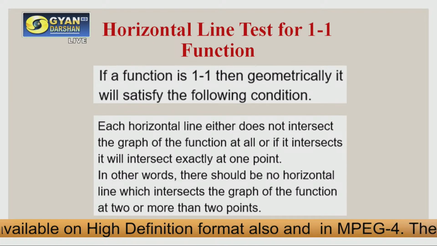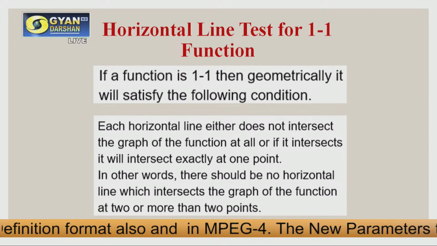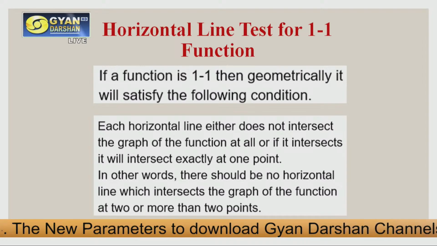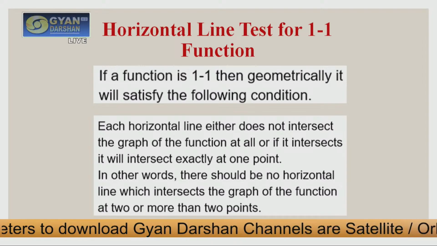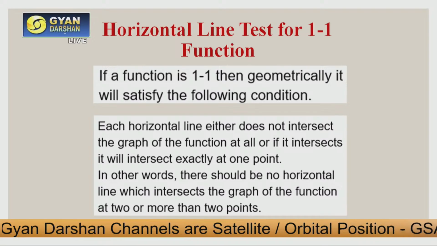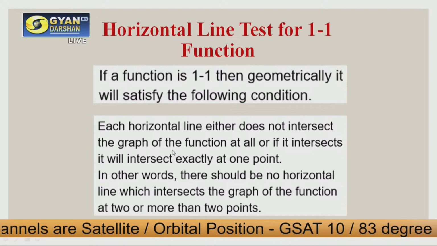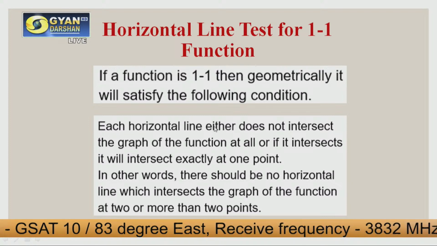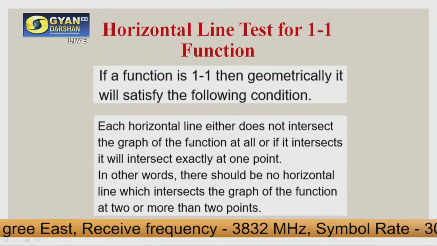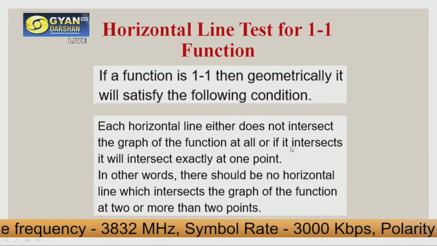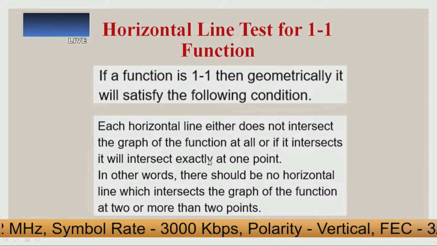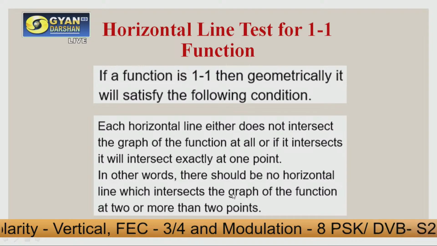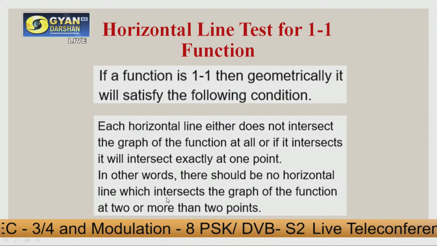Now if the graph of a function is given, and you want to check whether it is the graph of a 1-1 function or an onto function, then to check that we use the horizontal line test. The horizontal line test for checking whether the given function is 1-1 says that each horizontal line either does not intersect the graph of the function at all, or if it intersects, it intersects at exactly one point. In other words, there should be no horizontal line which intersects the graph of the function at 2 or more points.